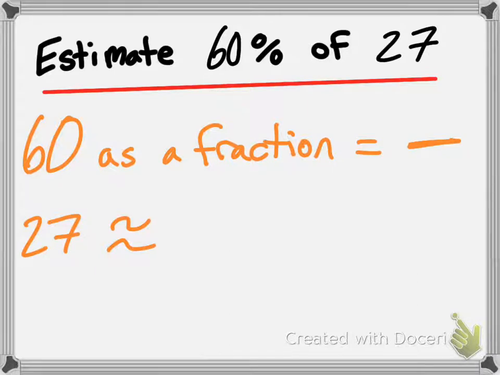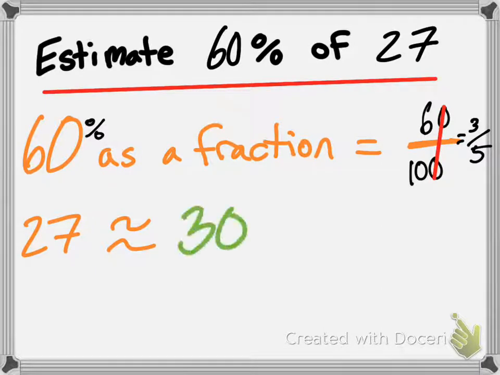Let's see here. 60%. If I wrote 60% as a fraction, first it's 60 over 100. They end in zeros. Let's get rid of those zeros. They're both even. I can get 3/5. 27. Give me a good number there. Yes, 30. So there we go. We got a great number there.